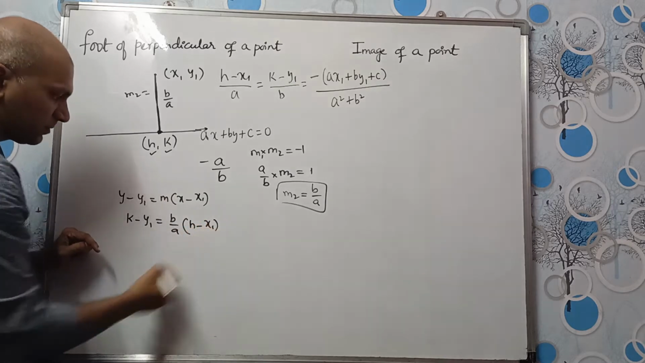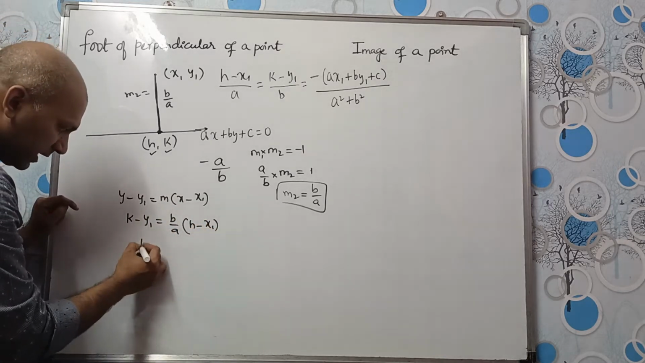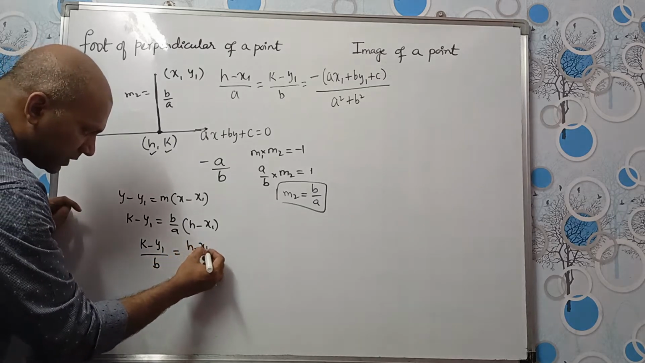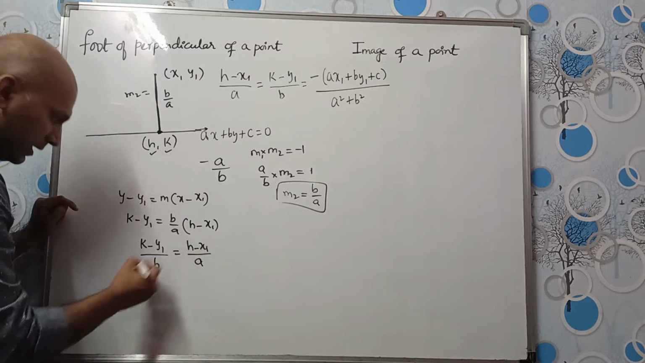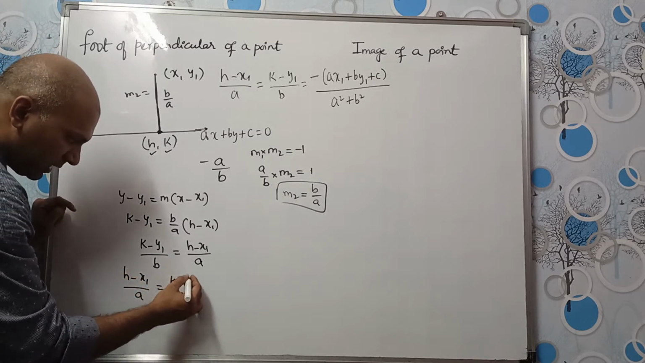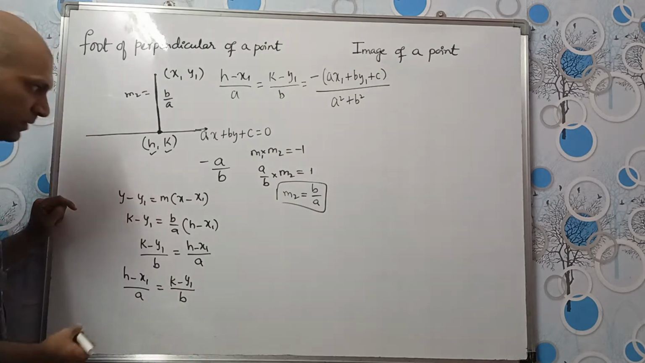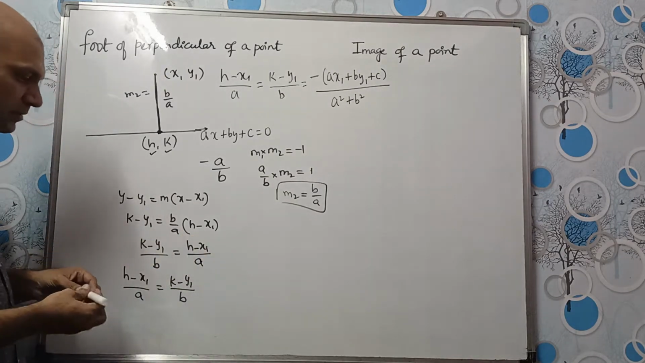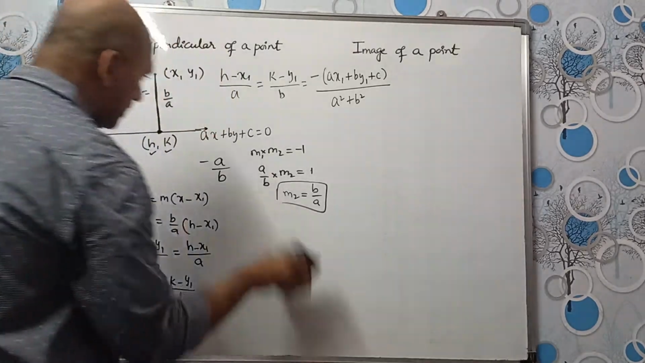If we send b this side, it will be k minus y1 by b equal to h minus x1 divided by a. Let us write it as h minus x1 divided by a equal to k minus y1 divided by b. What are we doing? Just writing this term here and this term there. I hope this is clear.